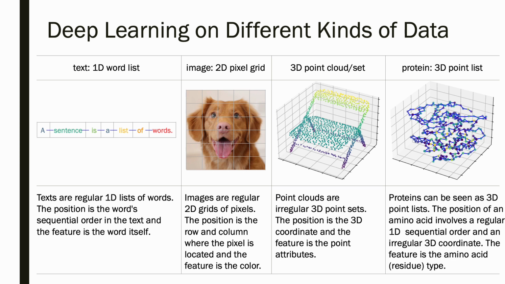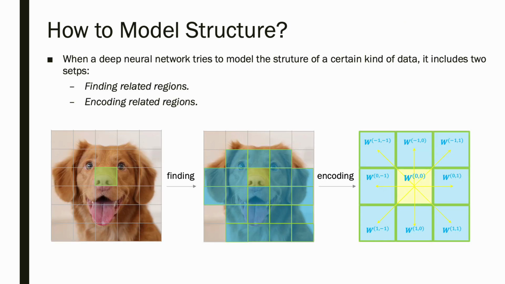Proteins can be seen as a 3D point list. The position of an amino acid involves a regular 1D sequential order, the peptide chain, and an irregular 3D coordinate. The feature is the amino acid, the residue type. So proteins and non-coding RNAs exhibit both a regular 1D list and irregular 3D set structures, which have not been well explored in deep learning. We propose a transformer-style PointListNet to fill this gap.